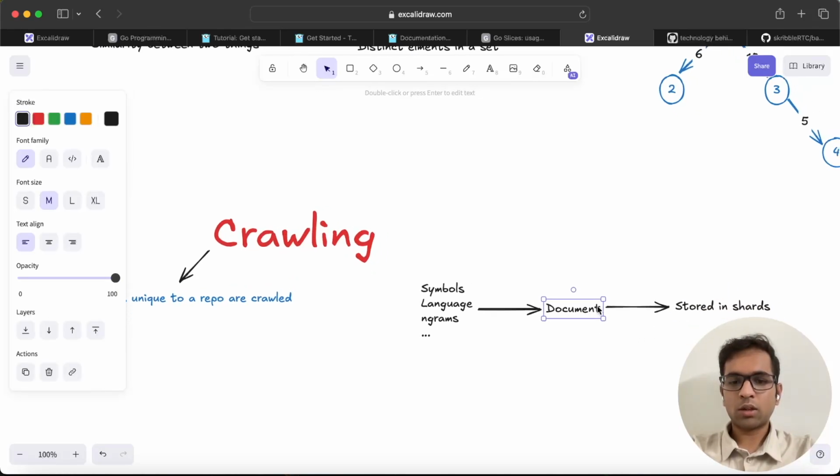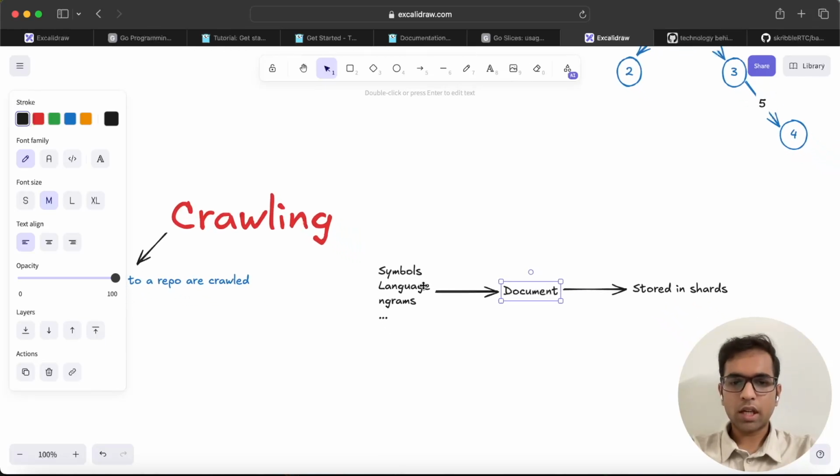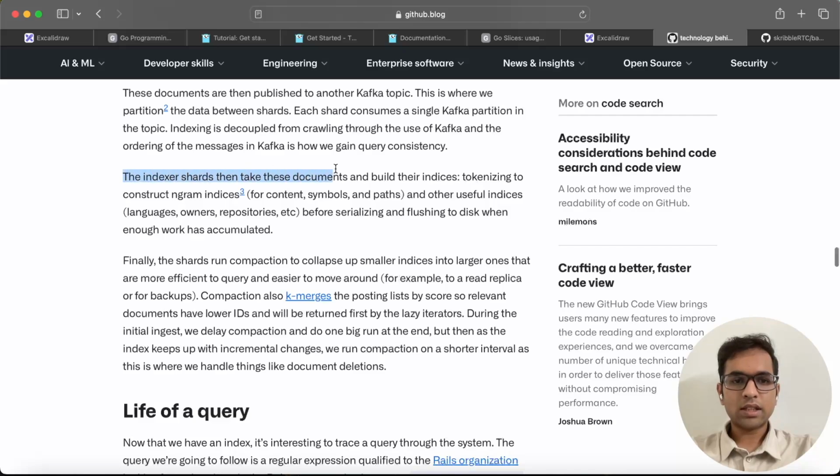This document is obviously not a file or a repo that we put in, but it would consist of a lot of metadata like symbols, language, engrams, or the git blob SHA or anything of that sort. All of these things are added into that document, and then it is stored in shards. The reason it is stored in shards was discussed earlier: we don't want to load the popular repositories with it. And now these shards take these documents and build their indices, tokenizing to construct n-gram indices based on content, symbols, path, and other useful indices.